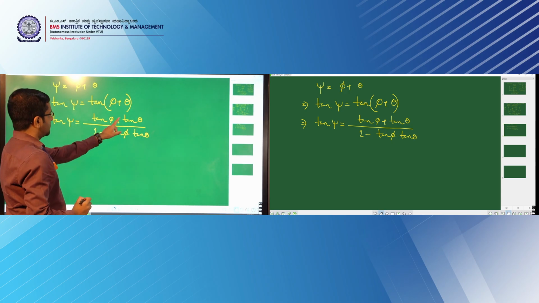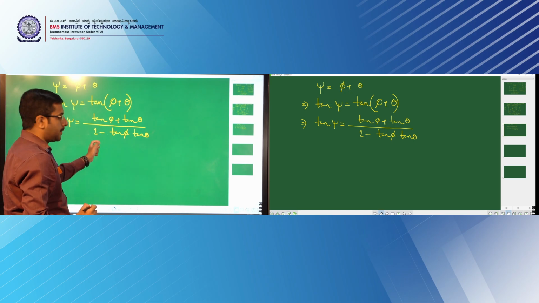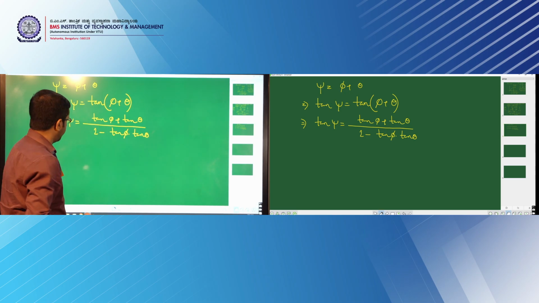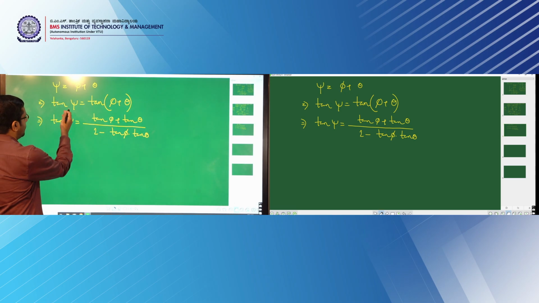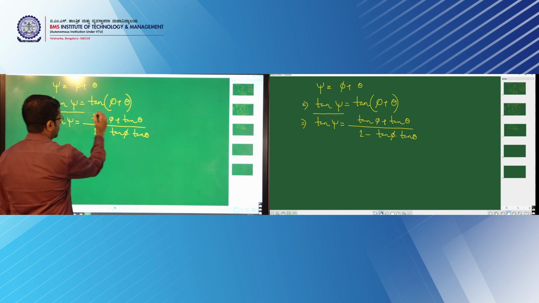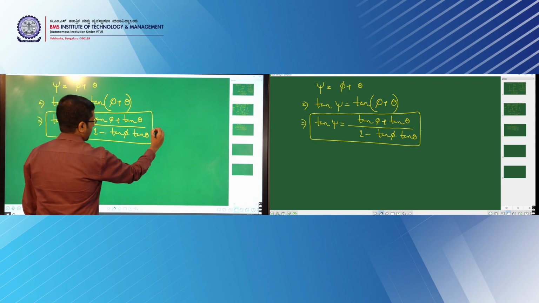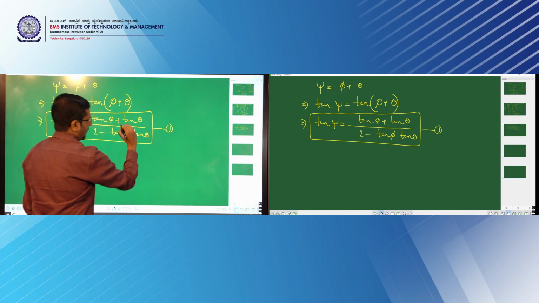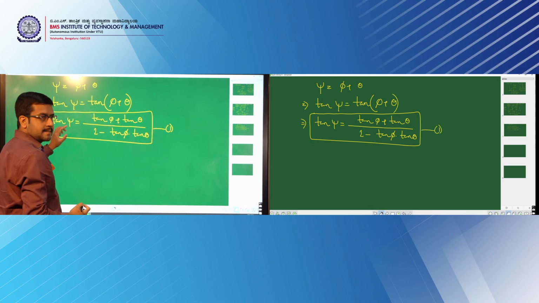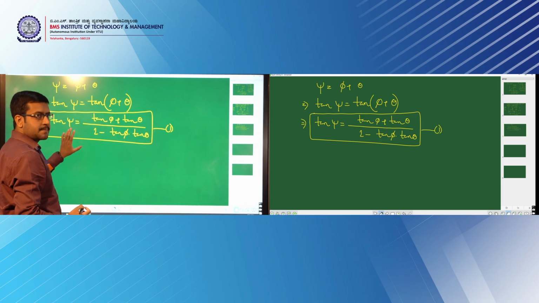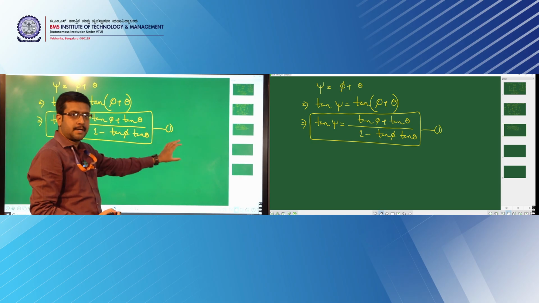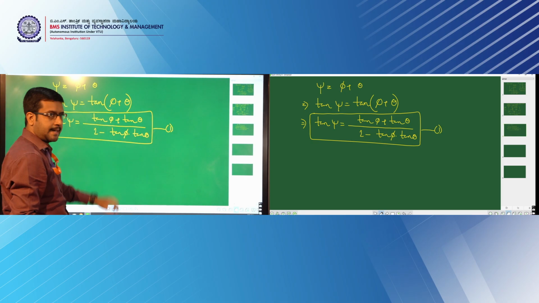So tan(a+b) is (tan a + tan b) divided by (1 - tan a tan b). This thing we got as tan psi. Suppose I am calling this number 1. Now one more expression for tan psi we have to find, that will be number 2. We have to compare number 1 and number 2.